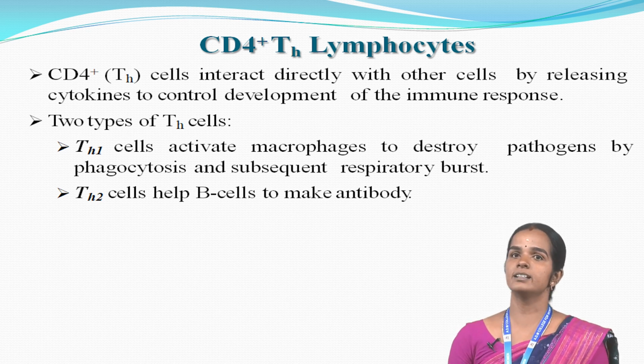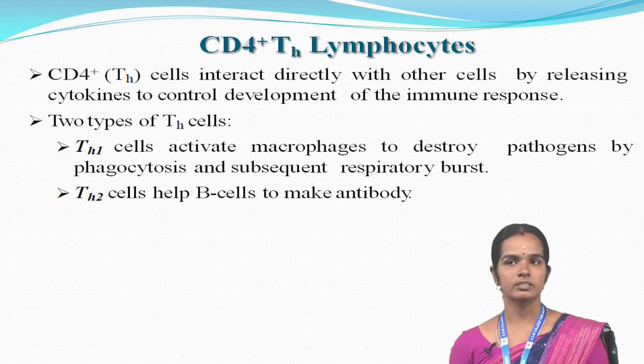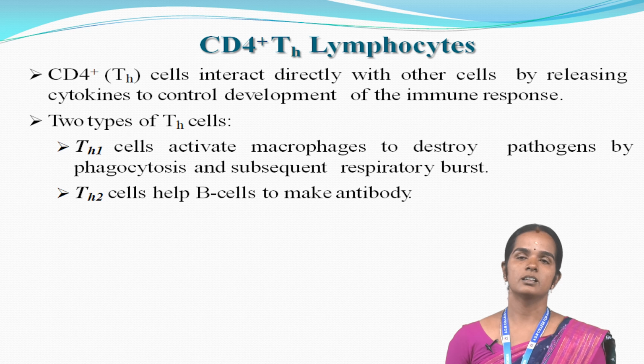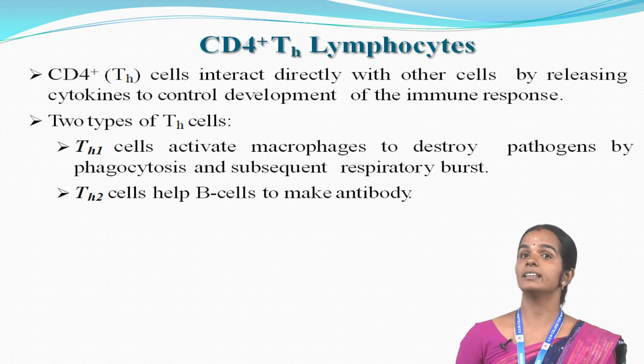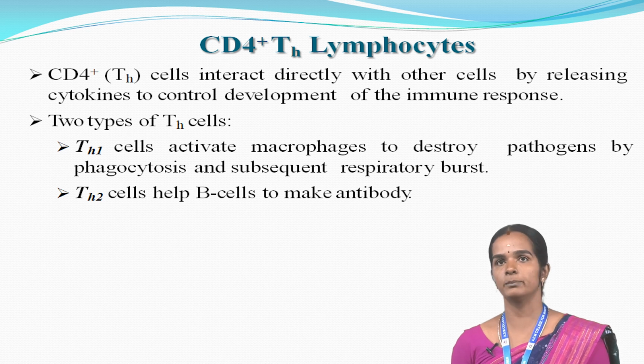Two types of T cells. Th1 cells activate macrophages to destroy pathogens by phagocytosis and respiratory burst. Then the other type, Th2 cells, help B cells to make antibody.